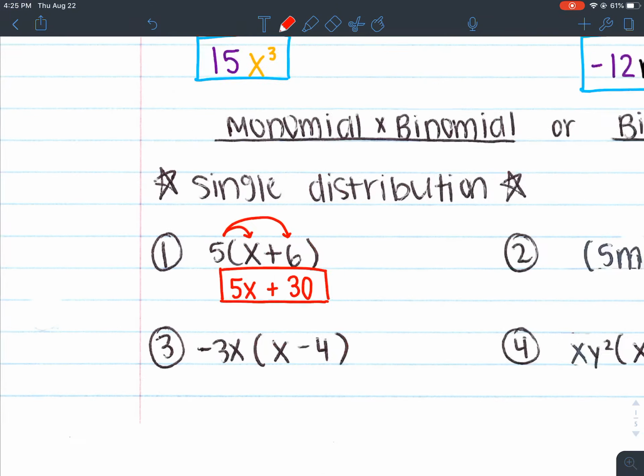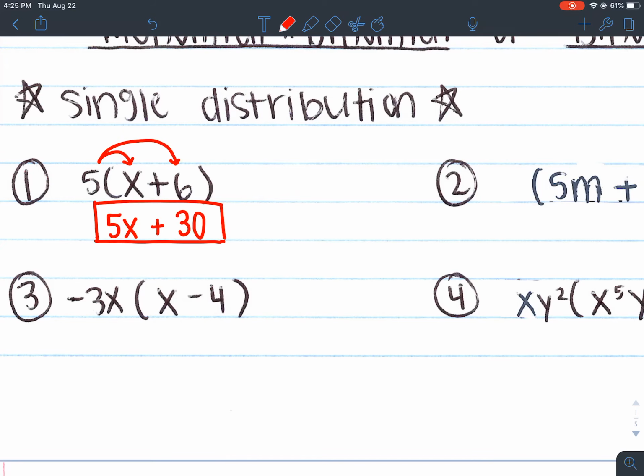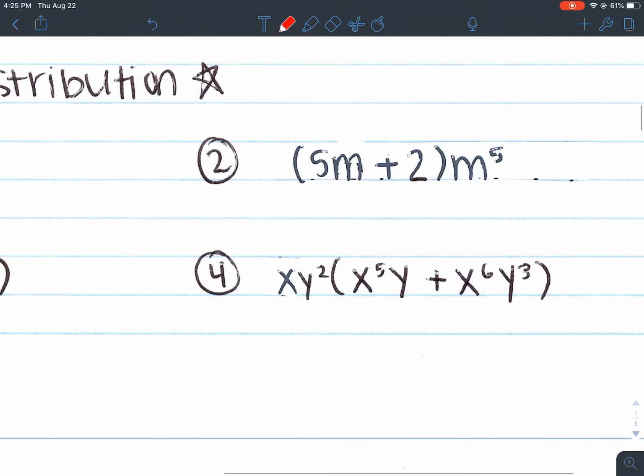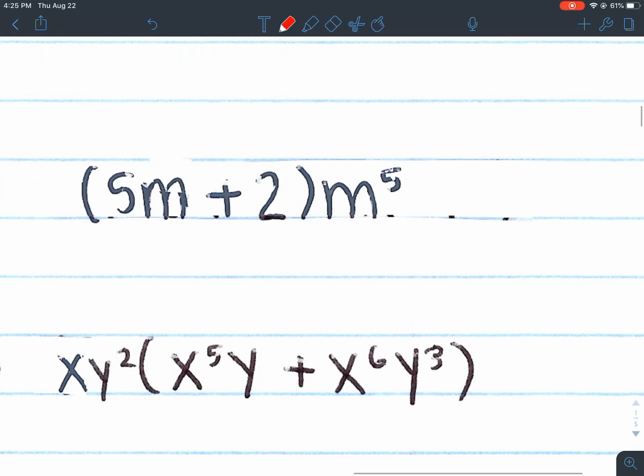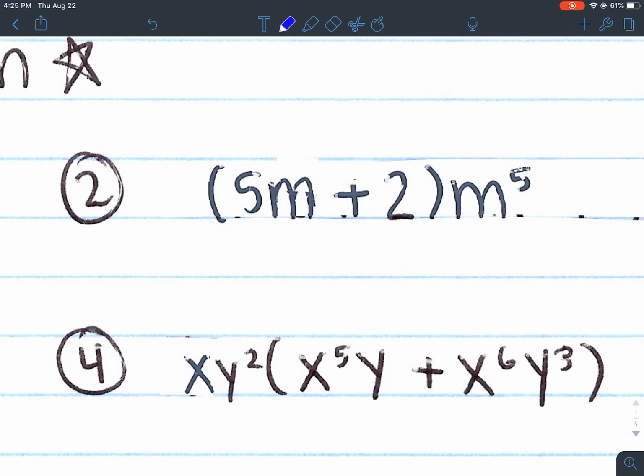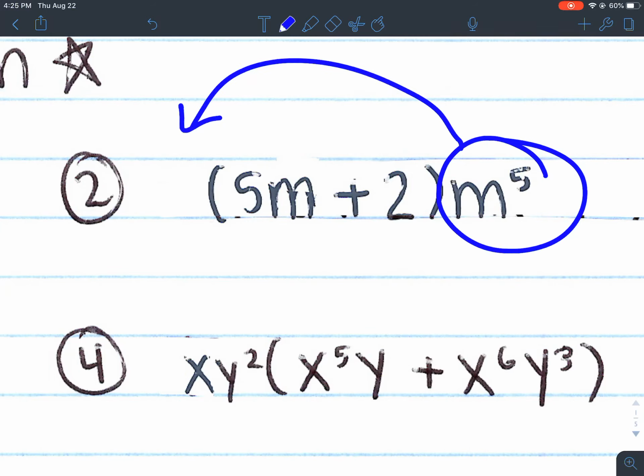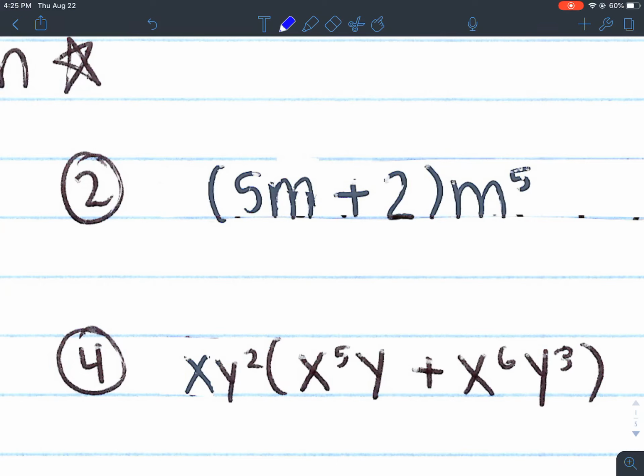Right, so I have those arrows there to show you what I am doing. And remember, distribution is the operation of multiplication. We are multiplying. All right, number 2. 5m plus 2 times m to the 5th. Well, what's different about this one? Instead of the m to the 5th being at the front, it's now in the back. But it still doesn't change the fact that we have to distribute.